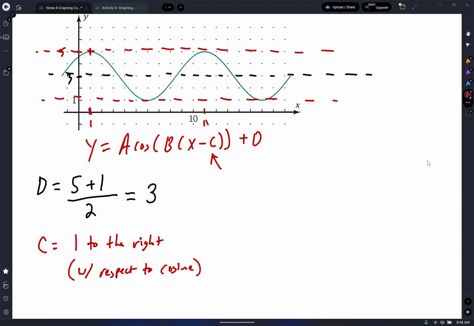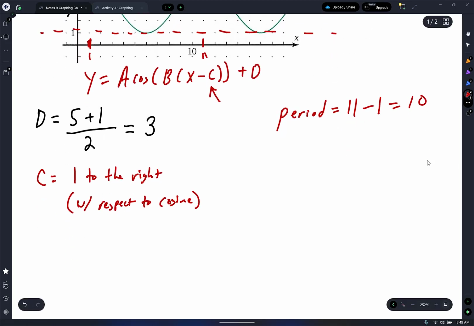All right, I think we got everything that we need to know. Now we just got to figure out what the period is, so we can figure out the B here. So the period, well, I have a peak at 1, and I have another peak at 11. So 11 minus 1, so the period is 10. We're okay so far? Perfect, we got everything we need.